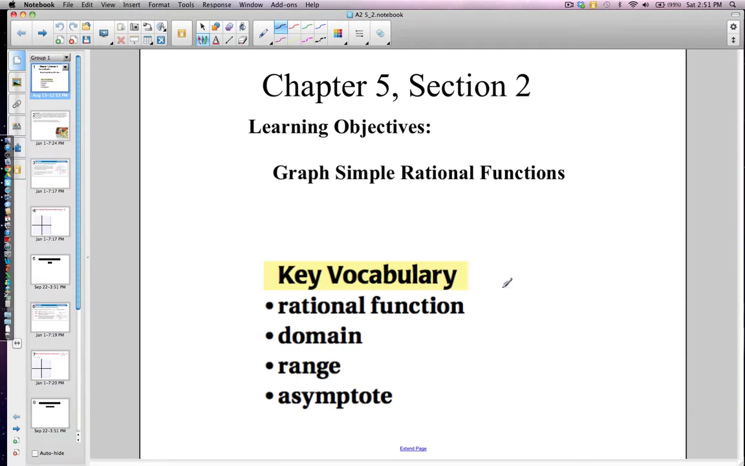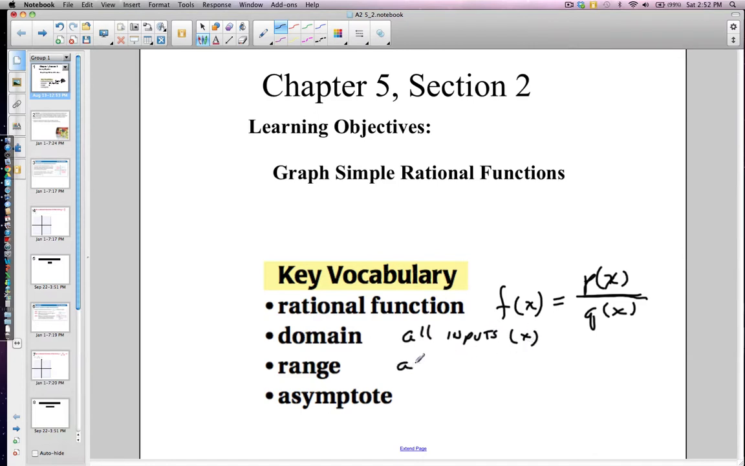So it's a function that has one function in the numerator of a fraction and another function in the denominator of a fraction. So what you've got with rational functions is you're inherently talking about fractions pretty much all the time. So we're looking at a function that has a function in the numerator and a function in the denominator of a fraction. Again, when we talk about domain, that would be the collection of all the inputs or the x values.